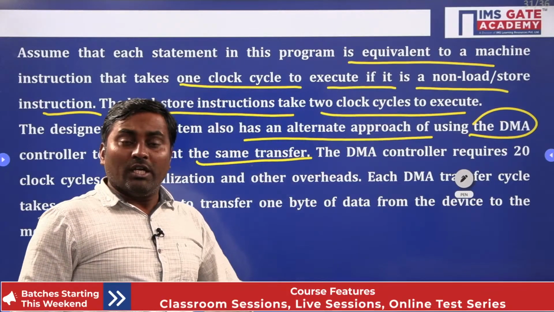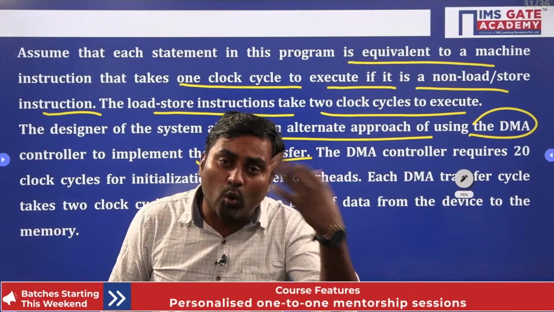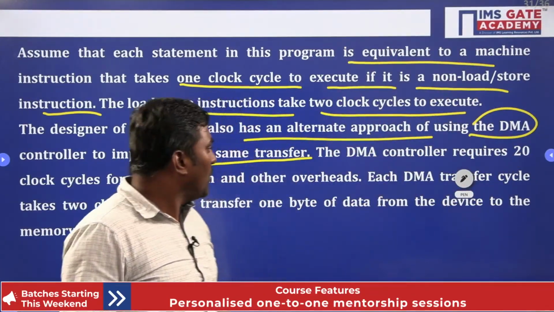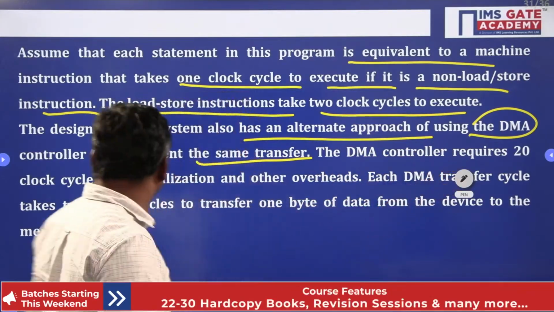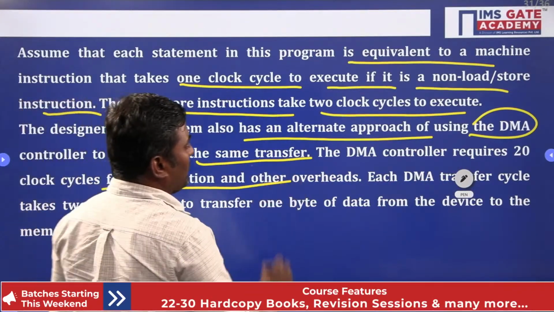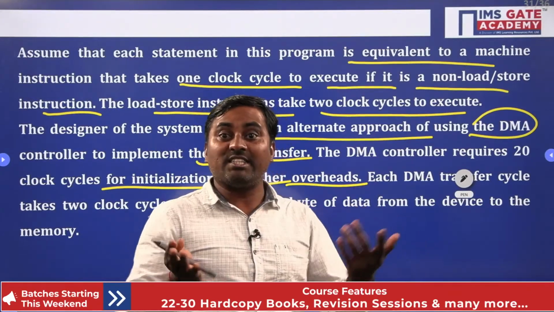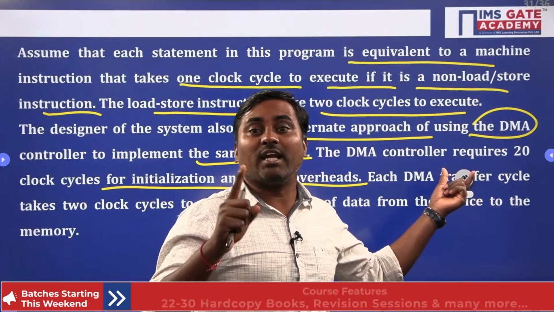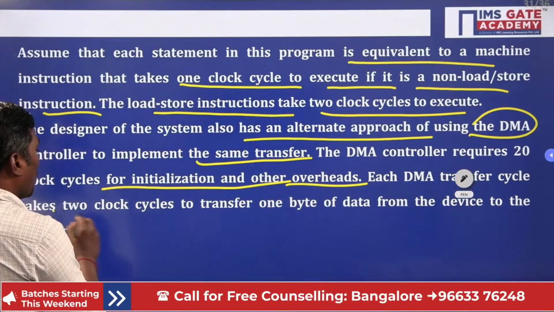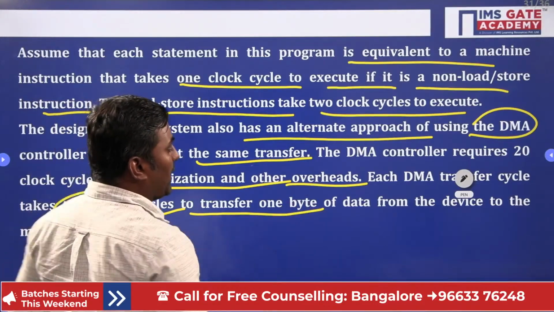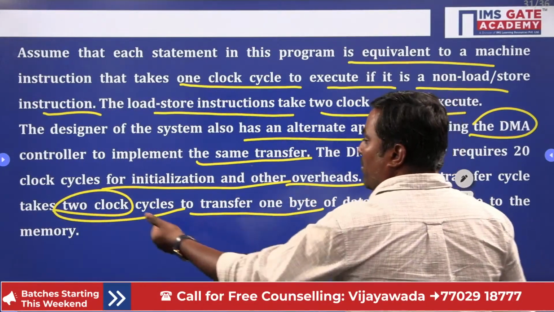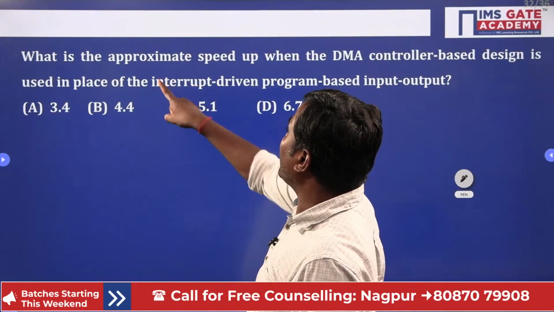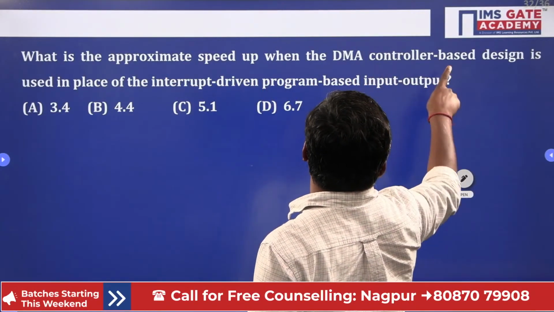Instead of running this interrupt service routine to transfer the data, I can implement it by DMA, as an alternate approach. Now the DMA controller requires 20 clock cycles for initialization and other overhead. We know the initialization steps only I mentioned. Each DMA transfer cycle takes 2 clock cycles to transfer 1 byte of data from device to memory.